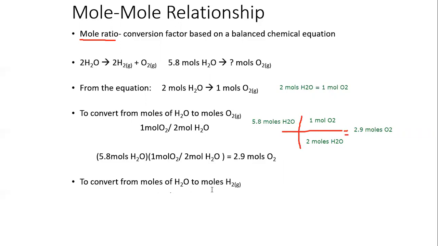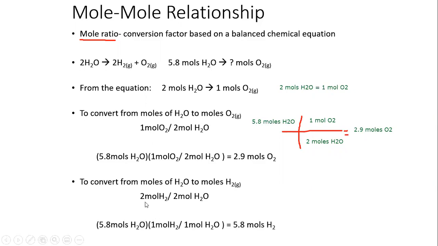Now if we want to know how many moles of hydrogen are produced by the same number of moles of water, we do the exact same thing, except now we use the ratio between hydrogen and water. So for every 2 moles of water, we produce 2 moles of hydrogen. So hydrogen goes on top in our ratio because that's what we want. Water goes on the bottom because that's what we're coming from or what we have. And so when we do this, 2 over 2 can be written as 1 over 1, and we get the same number of moles of hydrogen as there are water. So if we react 5.8 moles of H2O, we get 5.8 moles of H2.